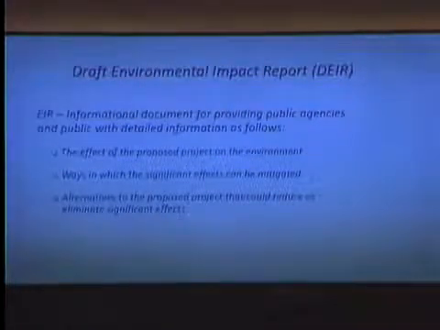So now the draft environmental impact report. The basic framework for the draft environmental impact report is what's the effect of this project on the environment? What mitigations might be imposed on the project to reduce that effect? And then finally, what are the alternatives that might be considered that would have the effect of reducing environmental impacts? And that's the basic framework.